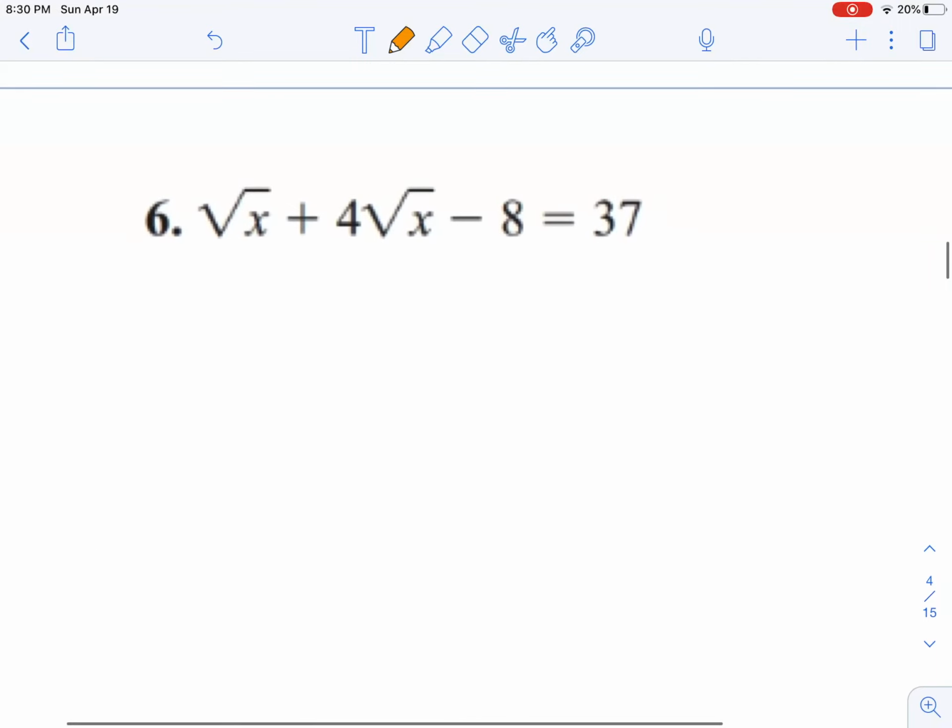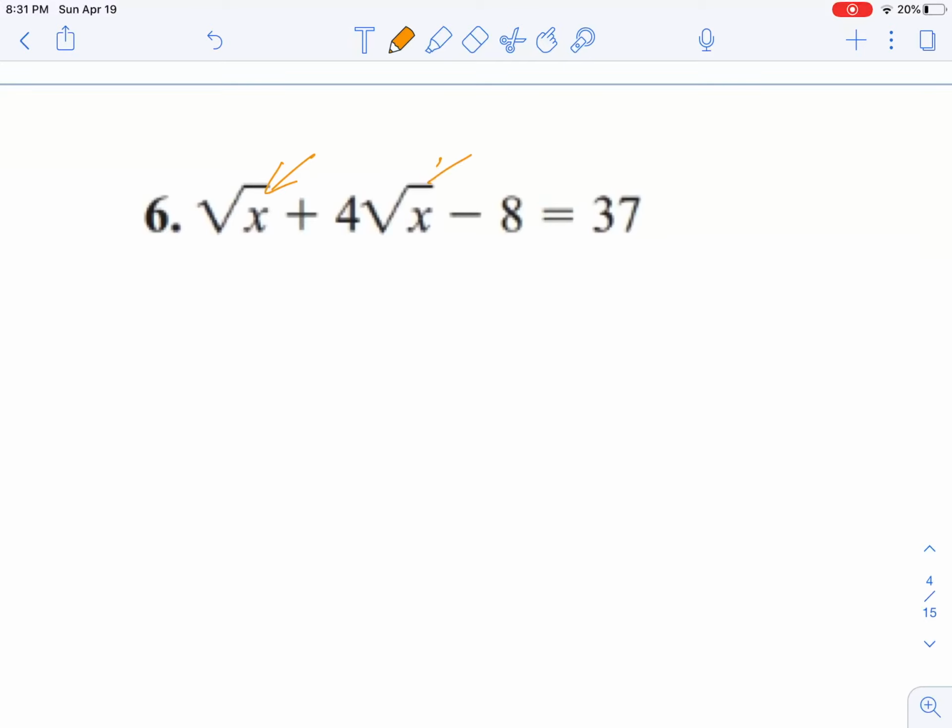Okay, so let's try number 6. This is kind of one of your homework problems, but we're going to do it together. So we have the square root of x plus 4 times the square root of x minus 8 equals 37. I need to isolate this x, but look, it's in 2 things. But we've already learned that we can add those together. This is just the same as 1 times the square root of x. So we have 5 times the square root of x minus 8 equals 37.